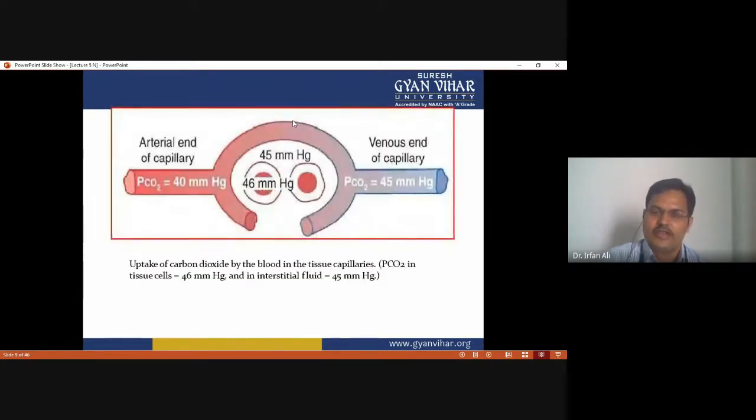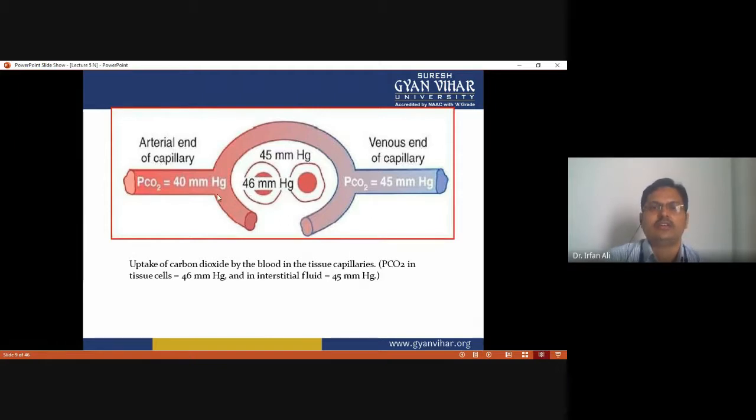This figure shows that diffusion is carried down the concentration gradient. You have to see the uptake of carbon dioxide by the blood in the tissue capillaries. The partial pressure of CO2 in the tissue cells is 46 mmHg, and the partial pressure of carbon dioxide at the arterial end of the capillary is 40, and at the venous end of the capillary is 45. So as you know, carbon dioxide is transported down the concentration gradient.